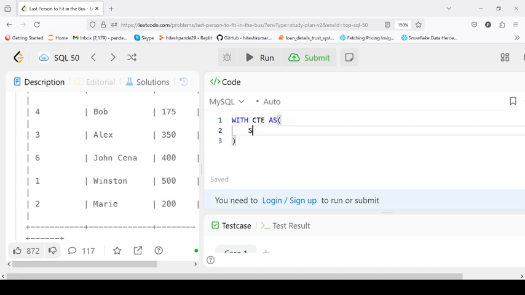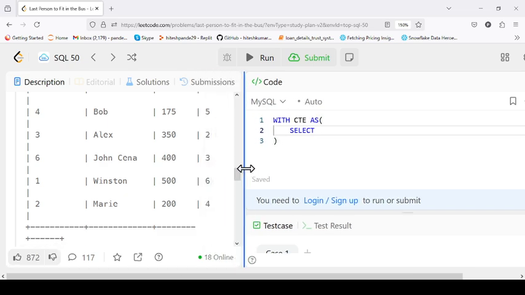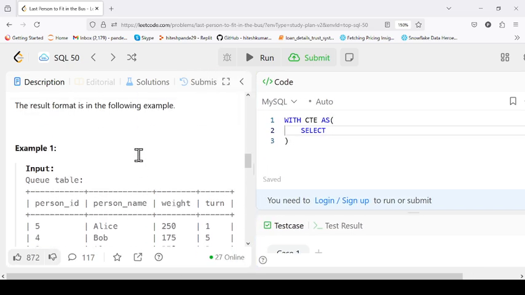Then we will write the actual query. Select, then we will write person_name. We will copy it here.